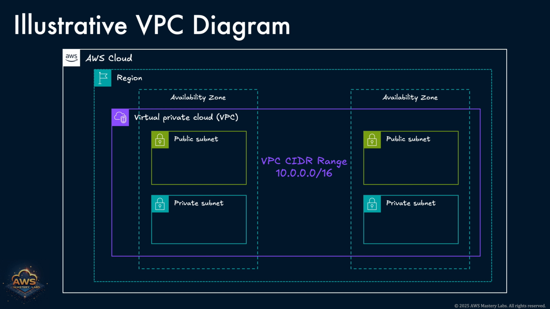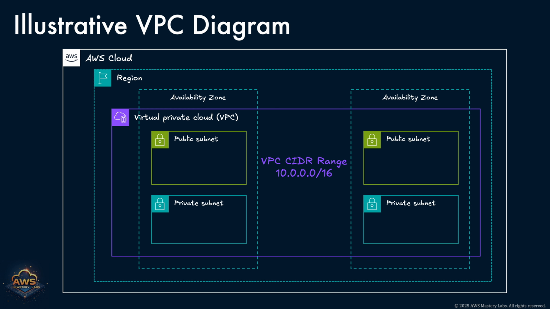Around the perimeter of the VPC, we see key networking components. An internet gateway enables connectivity for public-facing resources. NAT gateways allow private subnets to access the internet for updates or API calls without making them publicly reachable.